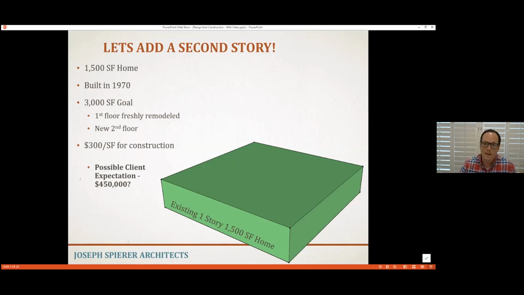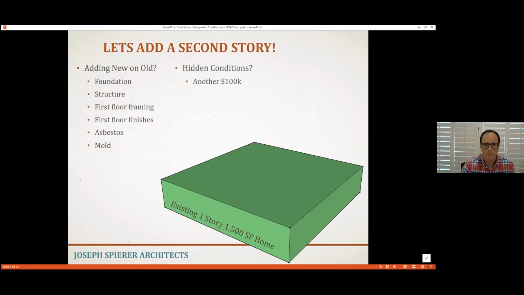To which you say, oh my God, you need to consult with an architect. The reason is because you're adding new on top of old. So you have a foundation issue. You have an old foundation that was meant for a 1,500 square foot home. You have a structure in the first floor. All of those beams and columns are all meant for a single-story house built in the 1970s. So you're going to have floor framing issues.